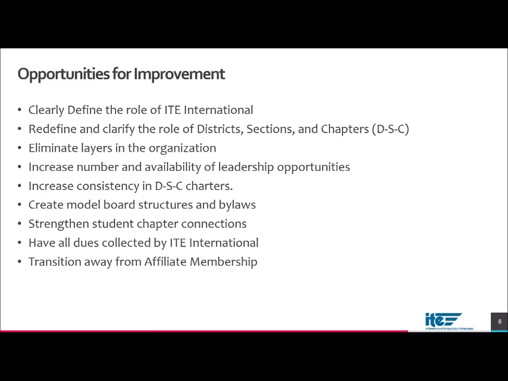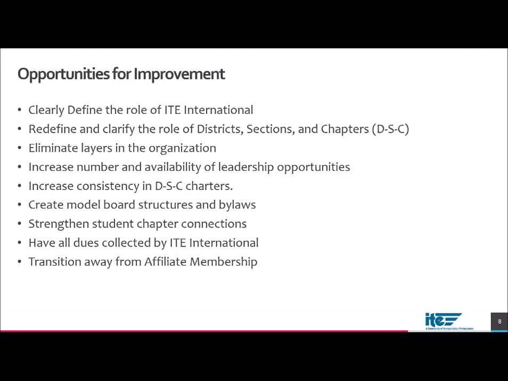Because of the way the organization has been allowed to evolve without much guidance over a long period of time, over decades in many cases, because of the disconnects in governance at the district, section and chapter level, there's not a strong connection for many members to ITE International, to the extent that some members don't necessarily even understand what the role of ITE International is.